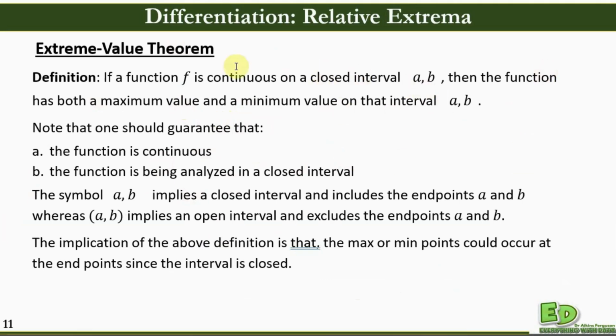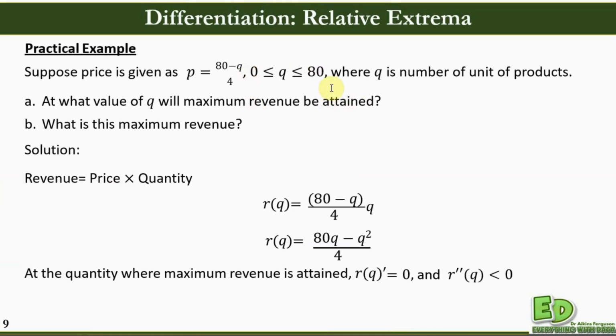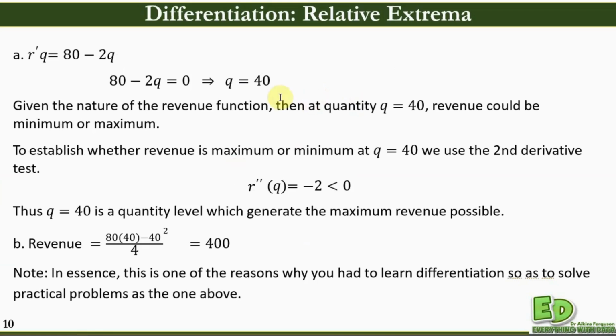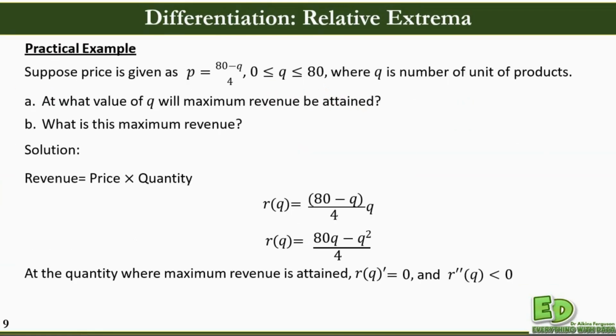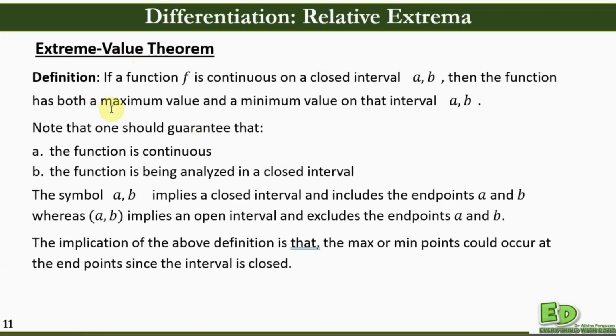Remember, the range was 0 to what? 80. From the question that we had, 0 to 80. We're not going to consider just the 40 over here. We'll consider the 0 and then the 80 as well. That is what the extreme value theorem is saying. If a function f is continuous in a closed interval [a,b], then the function has both a maximum value and a minimum value on that interval, closed interval [a,b].